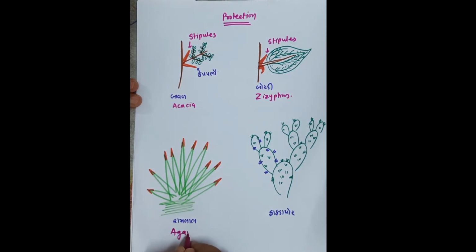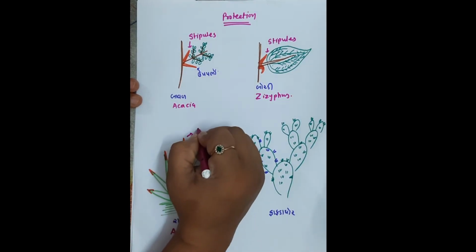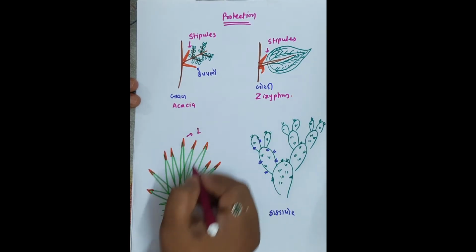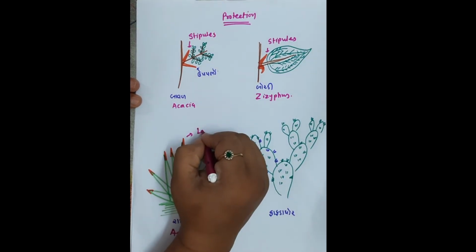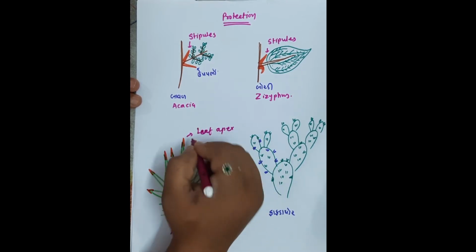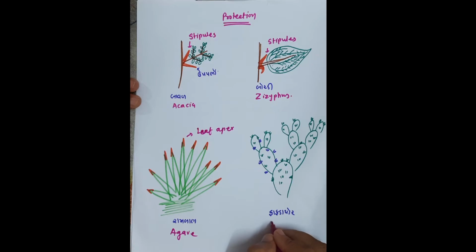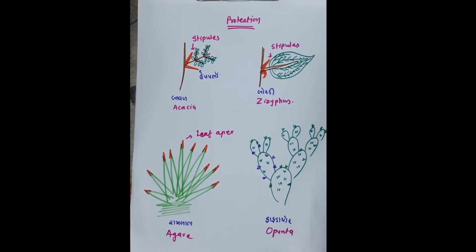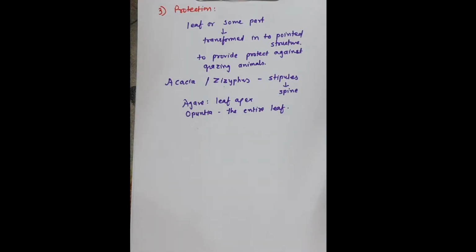This is agave. In agave the leaf apex becomes spiny, and in opuntia the entire leaf becomes spiny. So these are modifications for protection.